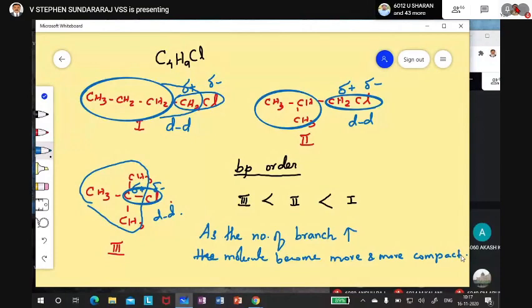One of you makes it into a brick, a parallelepiped or cuboid shape. Another makes a sphere, which will have the lowest surface area. You have studied this in surface tension also. That is the reason liquid drops are spherical in shape, because the surface area will be low, so the surface tension will be low. So when the branches increase, the surface area decreases. The molecules become more and more compact, not exactly spherical, but they come closer, so automatically the surface area decreases.